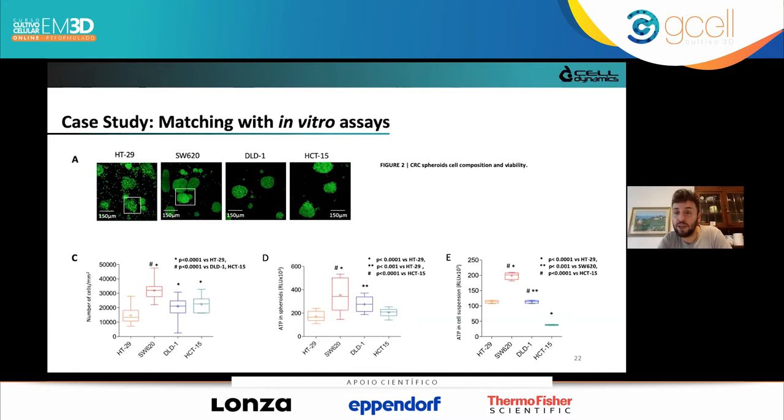Another point of consideration for us is that if we look at DLD1 and HCT15, they are composed more or less of the same number of cells. But if we look at the ATP content, we will see that the DLD1 spheroids have a higher ATP content, so they have a higher viability compared to HCT15. We can make a lot of thoughts and considerations about this data, because in our experience, there is a lot of heterogeneity in 3D cell culture models. There are different protocols, different culture methods, and it's important to standardize the external conditions, to standardize also the samples you are working with.